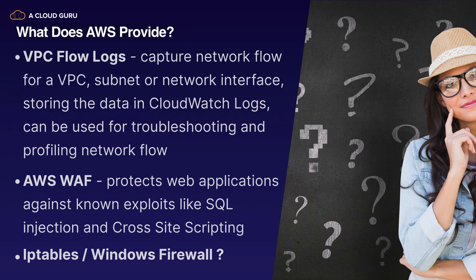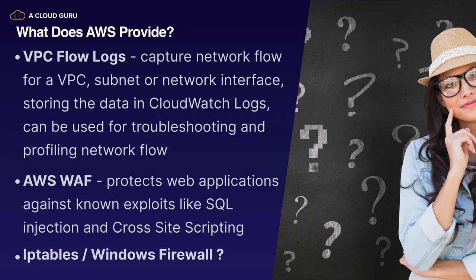So what tools are provided in AWS to protect our networks? Well, we've got a few different tools. We have the VPC flow logs, and hopefully you already know that VPC flow logs capture the network flow for a VPC, subnet or network interface. The data gets stored in CloudWatch logs and you can then use it for troubleshooting and profiling your network flow, but it's not going to give you network packet inspection.